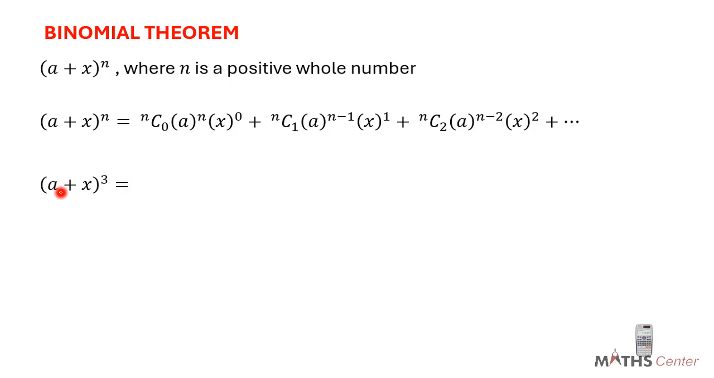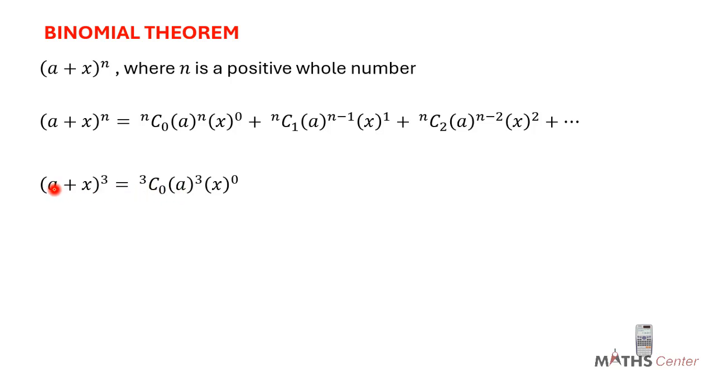So let's say we want to use the binomial theorem to expand (a + x)^3. From the binomial theorem, the first term is going to be 3 combination 0, a exponent 3, x exponent 0. So if you compare to the theorem, we have n combination 0, where n is the exponent on the expression. Here, the exponent on the expression is 3. So we are going to have 3 combination 0.